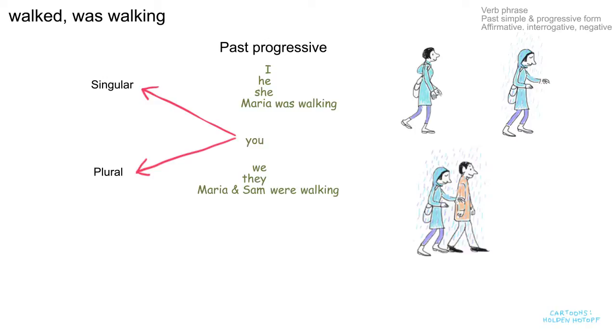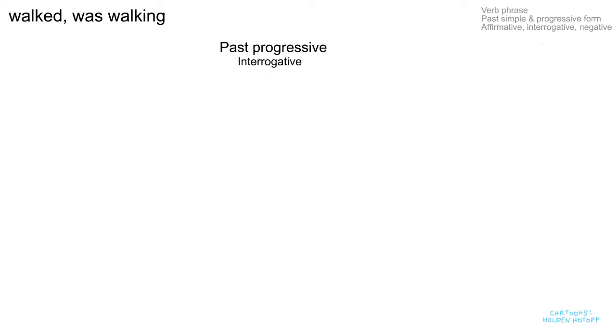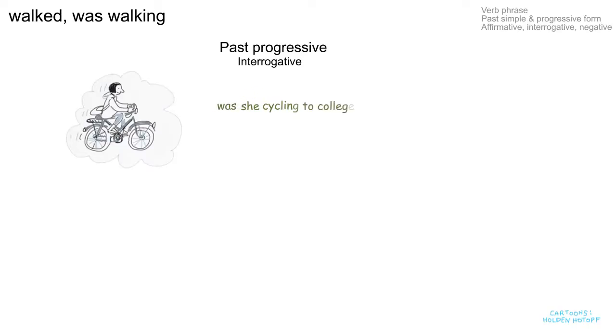Now let's ask a question, and I'll use a different verb, cycle. Here it is. She was cycling. But it's a question, so we take the auxiliary verb was and the subject she, and we change the order like this, and we add a question mark. Was she cycling to college?